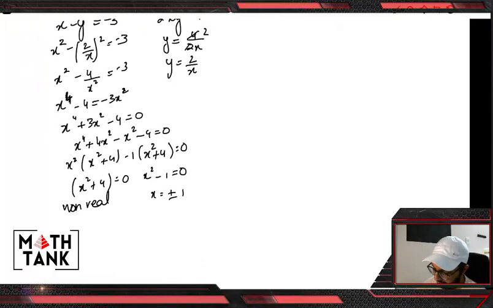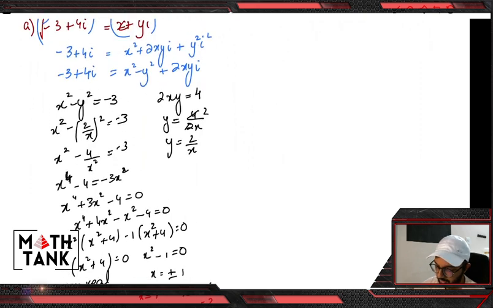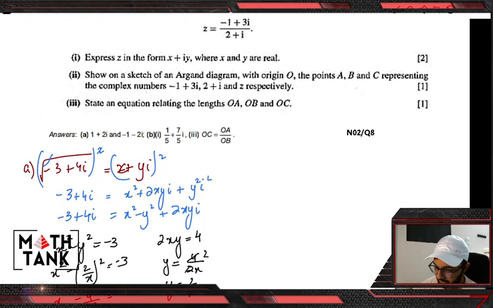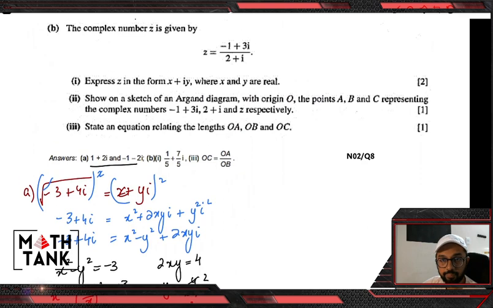So x is 1. When x is 1, y is 2. When x is minus 1, y is minus 2. So the two complex numbers are 1 plus 2i and minus 1 minus 2i, the two square roots of the complex number. So that's my final answer then.